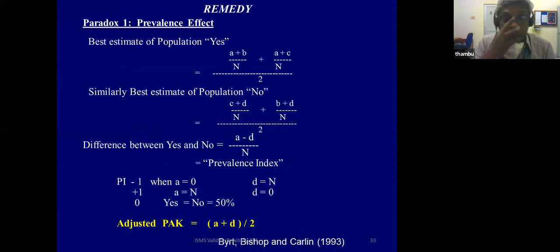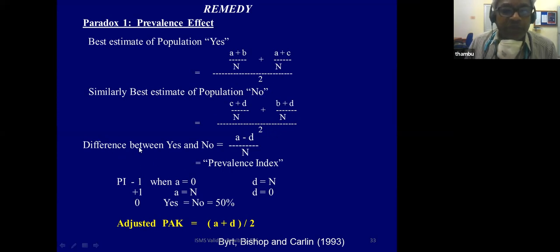So this is a little bit of mathematics for you. First, you must do the prevalence effect. The best population estimate of yes is given by, now you all know A, B, C, D are the totals from the 2 by 2 table. So the yes estimate is (A plus B) divided by the total n, plus (A plus C) divided by n, divided by 2. Similarly, the best estimate for the population answer no is (C plus D) divided by n, plus (B plus D) divided by n, divided by 2.